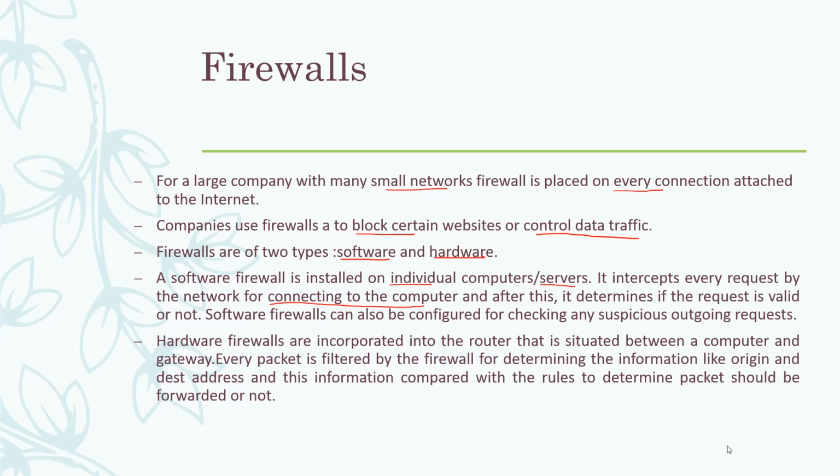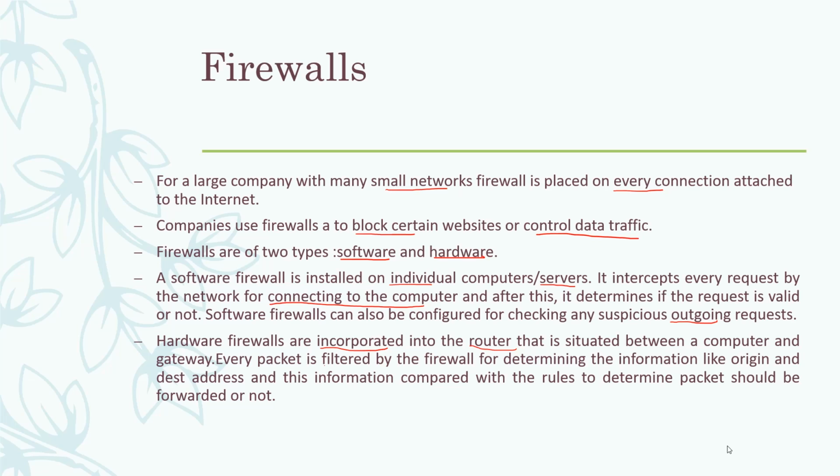Software firewalls can also be configured for checking any suspicious outgoing requests. It's not just for incoming, it is also for outgoing requests. And you have the hardware firewalls, which are incorporated into the router. We have seen in the previous diagram a hardware firewall incorporated into the router, situated between a computer and the internet gateway.